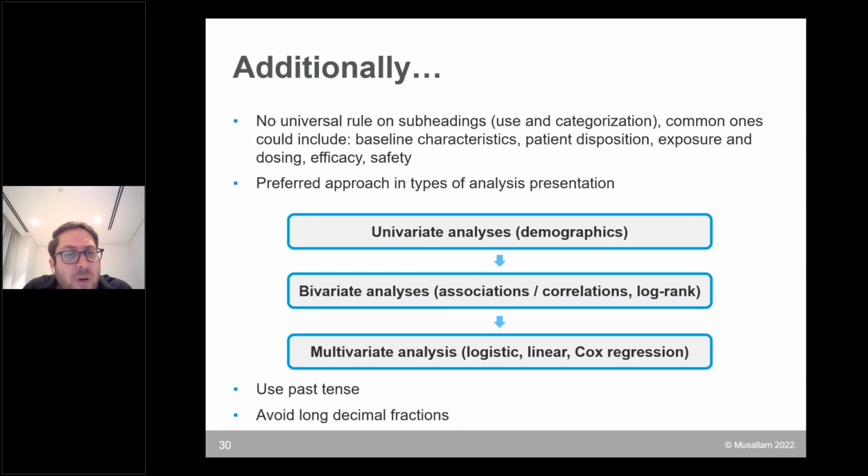In terms of a preferred approach, I usually go for univariate analysis, bivariate analysis, and then multivariate analysis, the ones that we mentioned in the previous sessions. Use always past tense. And try, as much as you can, to be very logical with your decimal points. So you don't need to always just report the numbers like they come from the statistical software. An age of 31.265 means nothing.